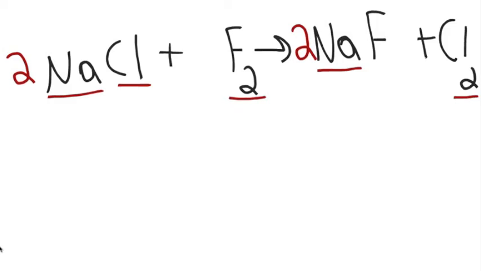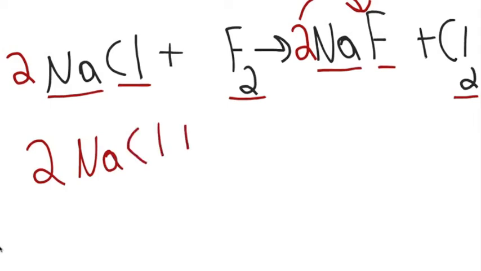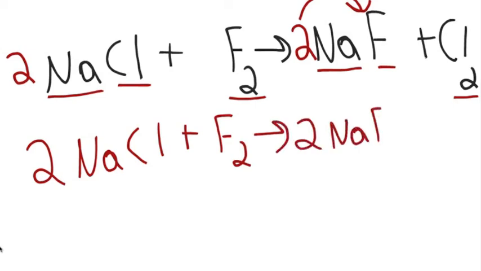I've got 2 fluorine on my left and 2 fluorine on my right. So let's see if this is balanced and double check. We have 2 sodium chloride plus fluorine, which makes 2 sodium fluoride and chlorine.